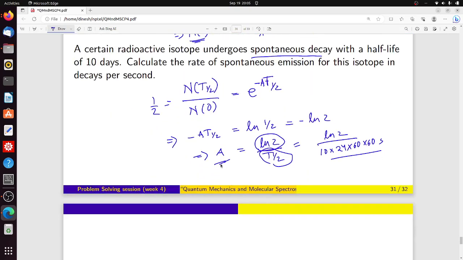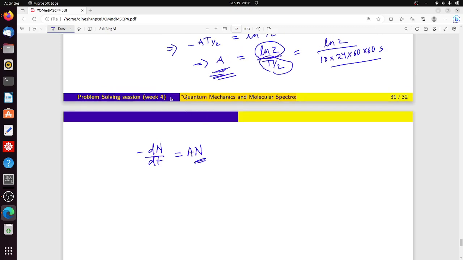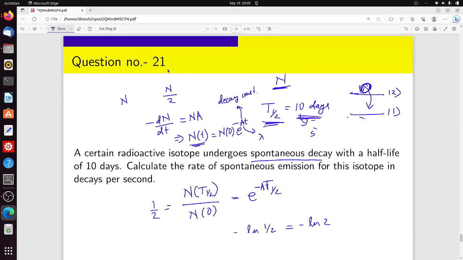So once you get this A value, then you can calculate this rate, minus dN over dt, which is A times N. If you get A from here and N you already have, you just multiply and you will get this value. Okay, you try this, and time is over for today. So any questions on this problem?